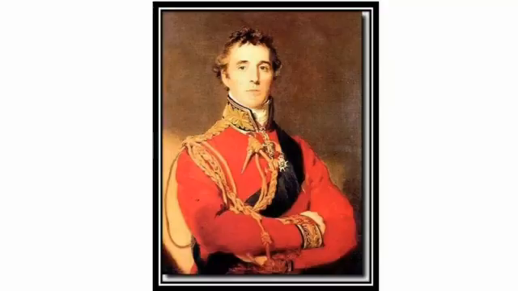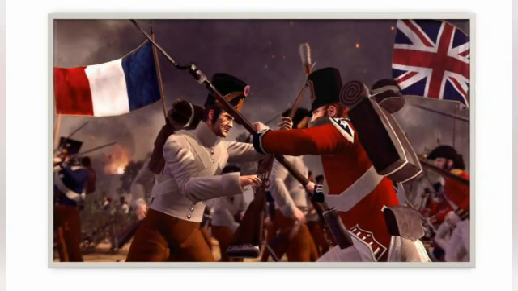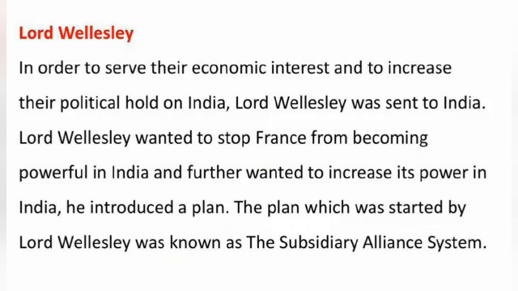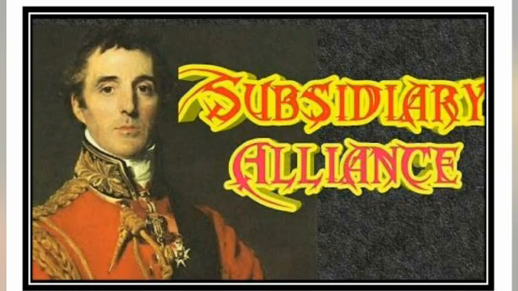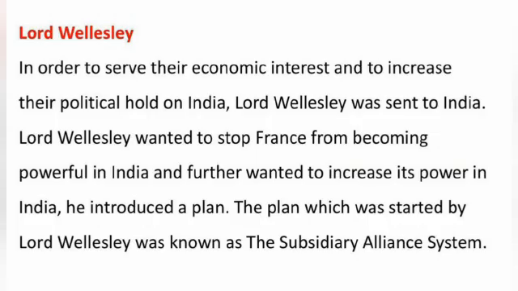Lord Wellesley wanted to check France from becoming powerful in India and further wanted to increase its power in India. So he introduced a plan. So when Lord Wellesley came to India, France was having a very strong hold in India. So in order to stop this and increase the power of Britishers, Lord Wellesley decided to start a new plan. The plan which was started by Lord Wellesley was known as the Subsidiary Alliance System. So this policy was basically started in order to make sure that the power of Britishers increases as well as the economic interest also gets promoted in India.